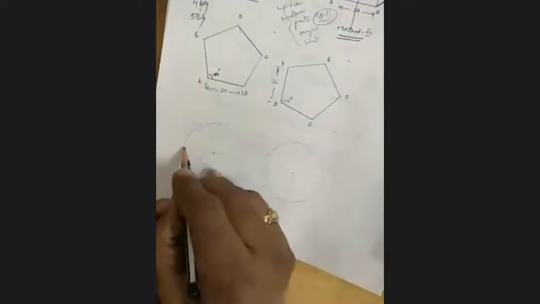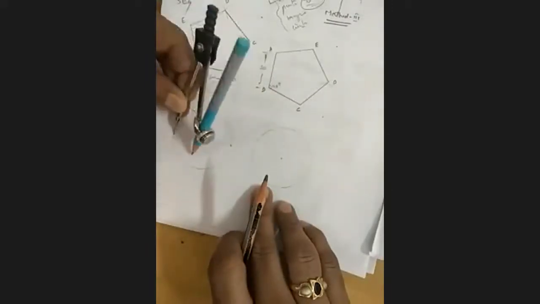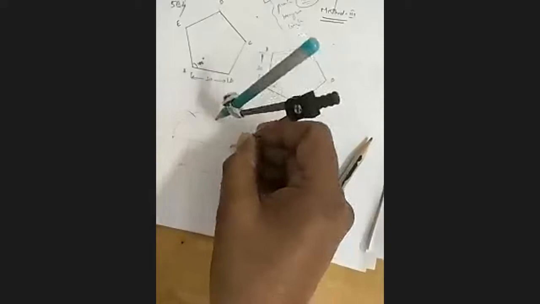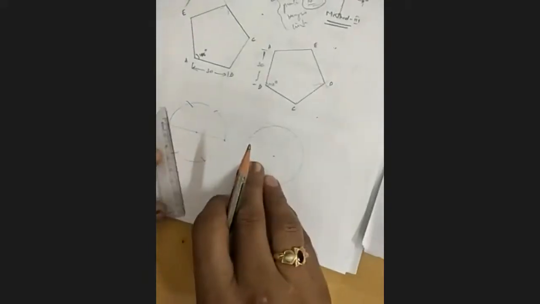See, I bisected. That bisection line will touch the circle at two extreme ends. Getting my point? It is touching two extreme ends. Do one thing: with the same radius, draw the circle, cut up, cut down. Same radius from this other side, cut up, cut down. See, this is your required hexagon.